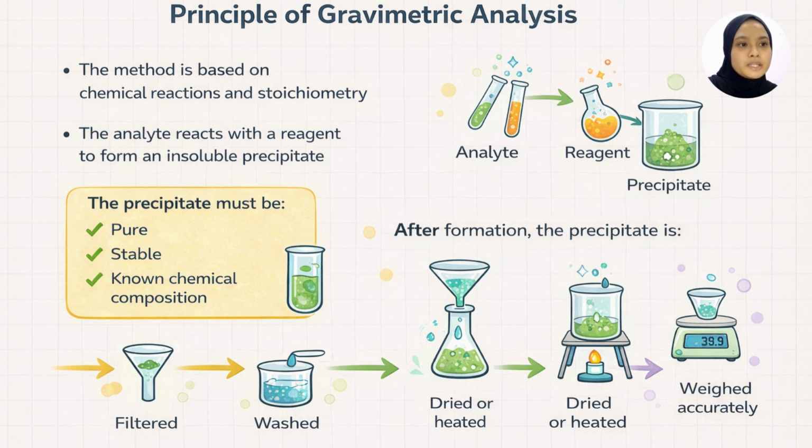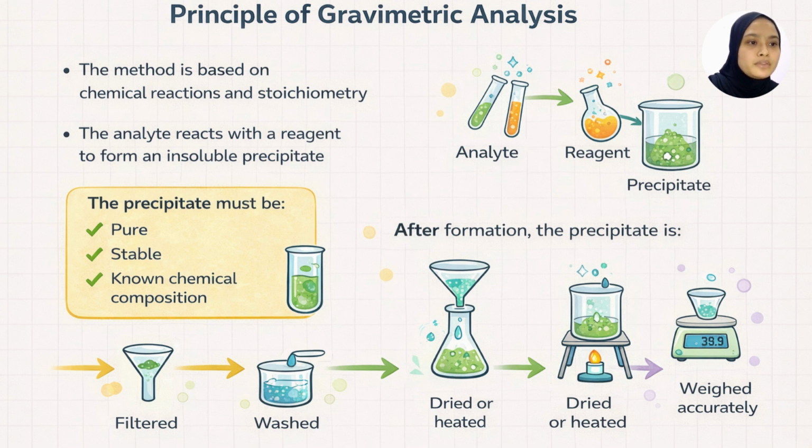The principle of gravimetric analysis is based on chemical reactions and stoichiometry. The analyte reacts with a reagent to form a solid compound called a precipitate. It is very important that the precipitate is pure, stable, and has a known chemical composition.